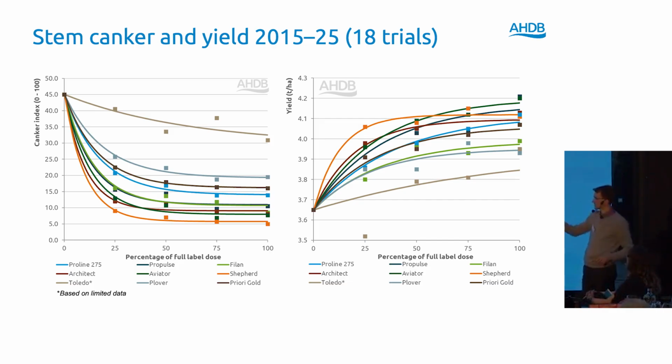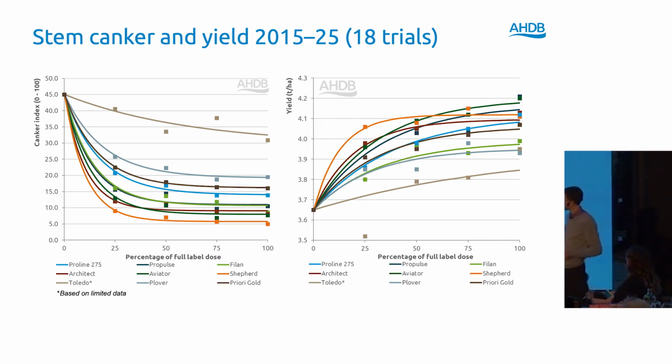So the Architect and the Shepherd being the coform with the boscalid, and then you've got Aviator there within that also given a high level of efficacy, that being the SDHI bixafen plus prothioconazole coform. Similarly to what we saw with the single year results for 2025, over years we're very much seeing this maximum efficacy of the products at that 50% dose rate, and same for the yield uplift.